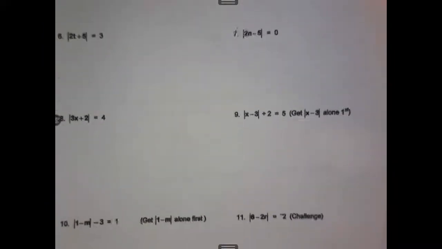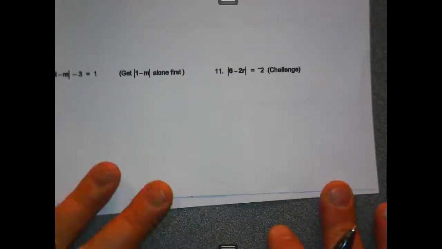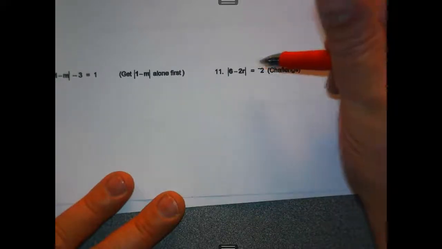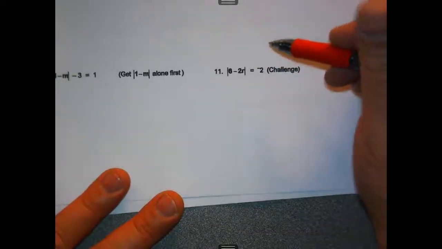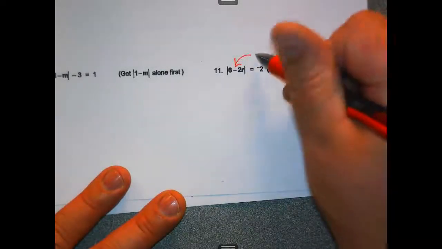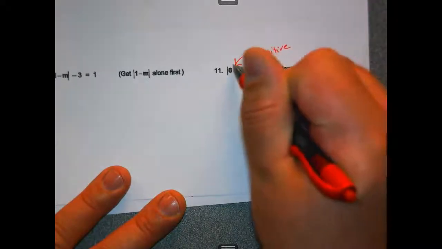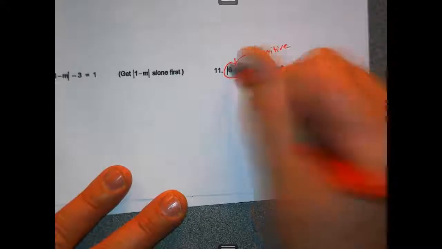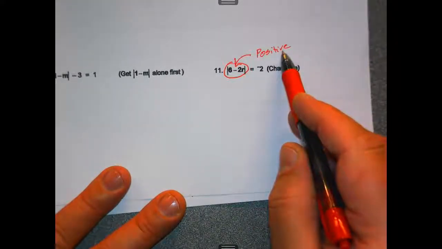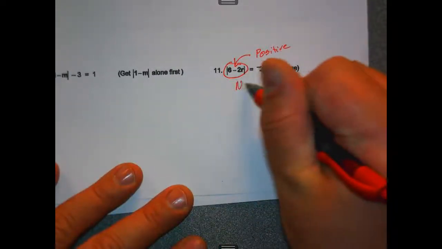All right, the one tricky one that you had to do for homework, and I think we did this one in class, pretty sure we did, was number 11. Number 11, be careful. Okay, yeah, there's no solution because that has to come out positive. Okay, when we have the absolute value by itself, it has to be positive. And -2, negative number, we cannot go a distance of -2. There's no solution here.